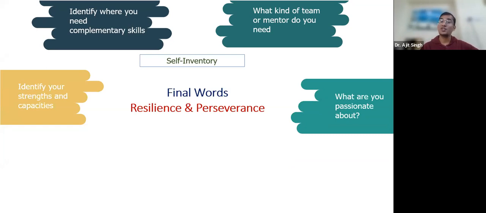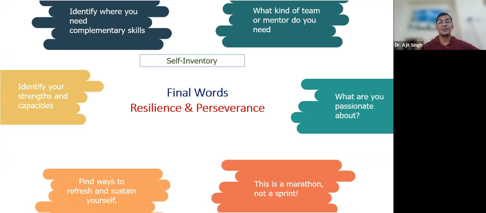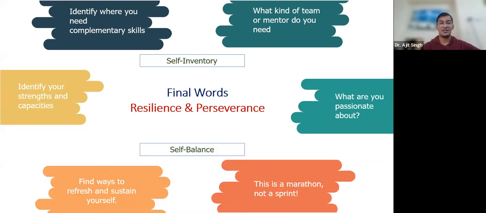Learn about this. And then the second part of this is something called self-balance. Along with the self-inventory, resilience, and perseverance, you should be self-balanced. Find the ways to refresh and sustain yourself. As I told you, don't look at the funds, don't look at the budget. Get the people, whoever is needed. Don't do 100% of the things by yourself, because conducting research is a marathon, not a sprint.